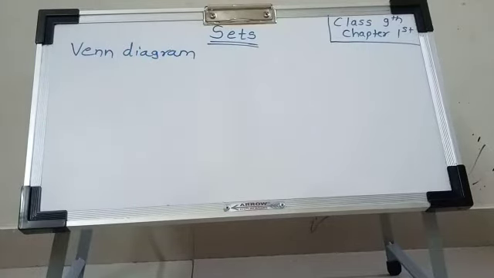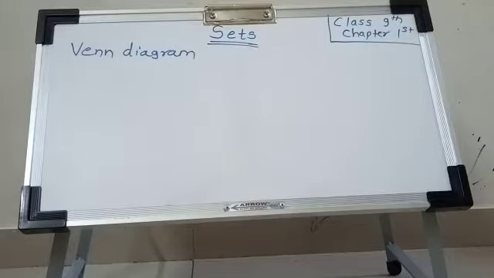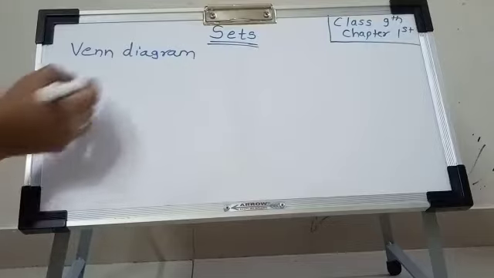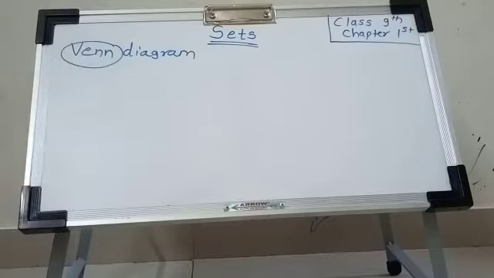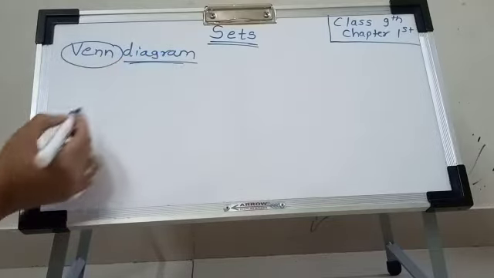A British logician, John Venn, was the first to use closed figures. His name is John Venn, and from his name the diagram is called the Venn diagram.